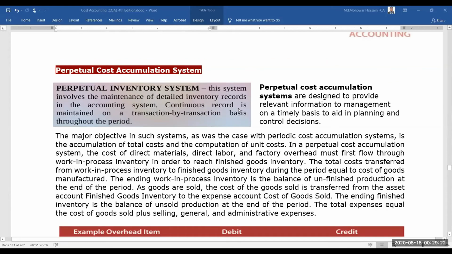Perpetual cost accumulation system, that means perpetual inventory. This system involves the maintenance of detailed inventory records in the accounting system, and a continuous record is maintained on a transaction by transaction basis throughout the period. So perpetual cost accumulation systems are designed to provide relevant information to management on a timely basis to aid in planning and control decisions. Okay.